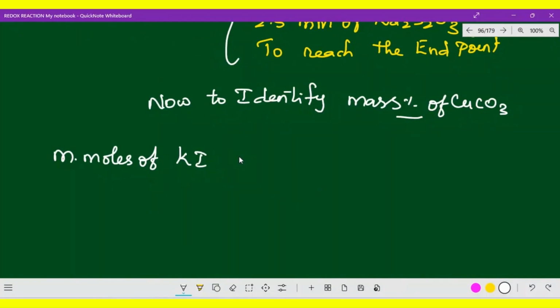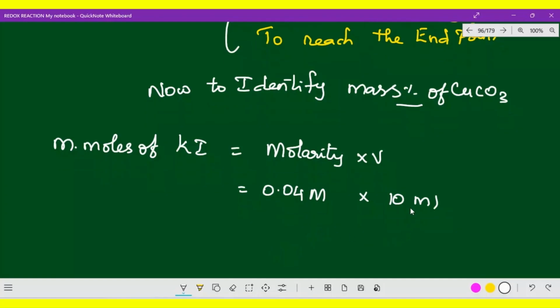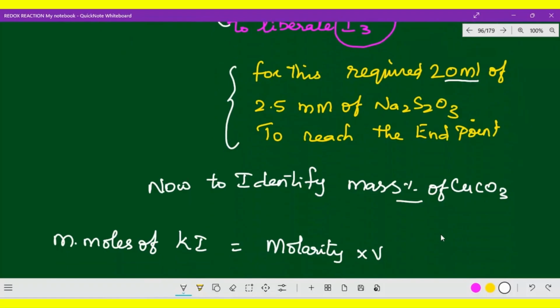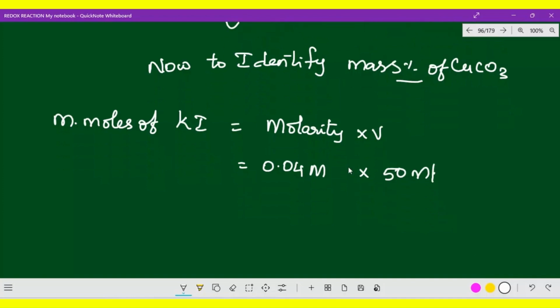So millimoles equals what? Moles, how to identify potassium iodide moles? Molarity into volume of the solution. Molarity is 0.04 M. Volume of the solution is 10 ml, right? Yes, sorry, let me go through it for you. It is 50 ml, sorry, not 10 ml, because it is 50 ml. See, data is very important, sorry for that. So here 50 ml. Now this is in ml only, so you will get millimoles only.